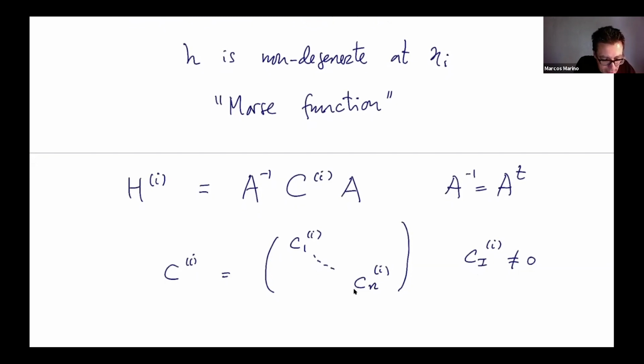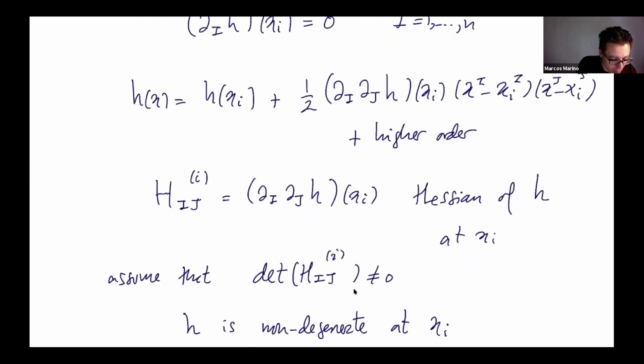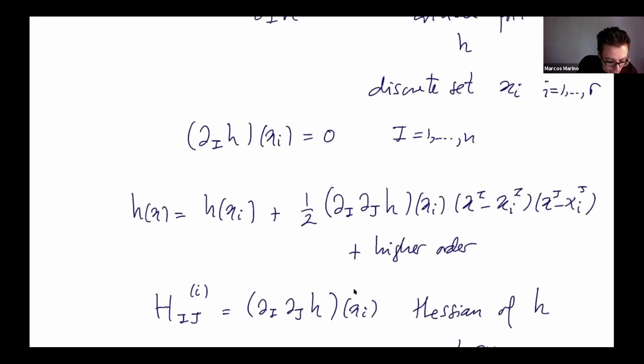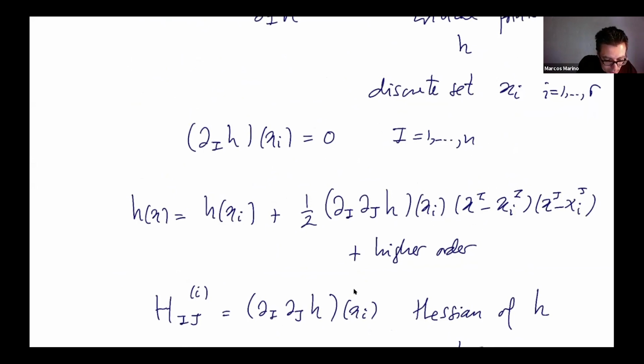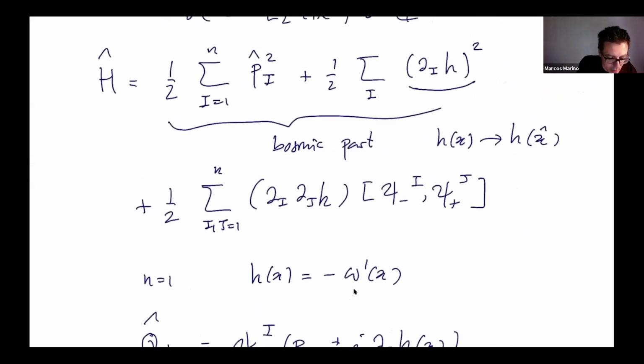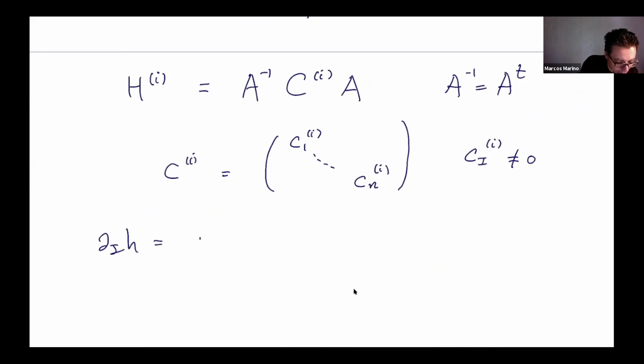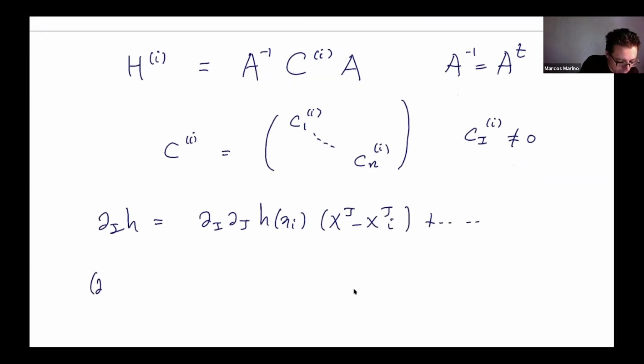Now it's a very easy task to diagonalize the fluctuations. Remember that we want to do this because we are actually working with this Hamiltonian. So if you write the derivative ∂_i H and expand it around the critical points, you will get ∂_i ∂_j H at x_i times (x_j minus x_j^i), plus higher order.